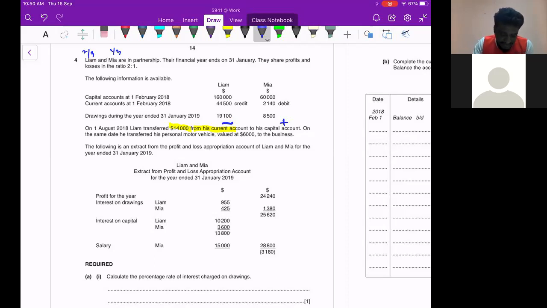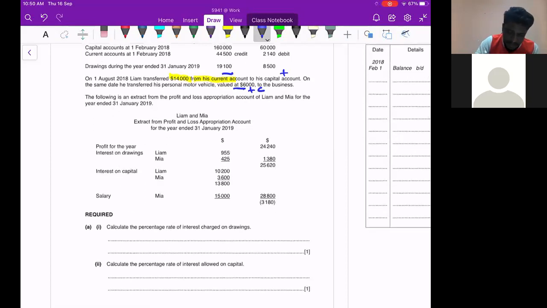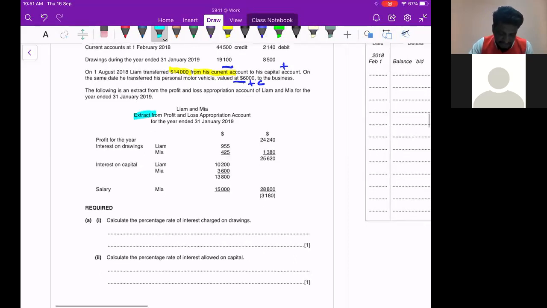On the same date, he transferred his personal motor vehicle valued 6,000 to the business. So this is the additional capital. So we plus the capital. The following is an extract from the profit and loss appropriation account. Oh wow, they already prepared the appropriation account, but they say extract. What is the meaning of extract? Extract means a part only, not a full one. We just recall what is the formula for appropriation account. We have a profit for the year.